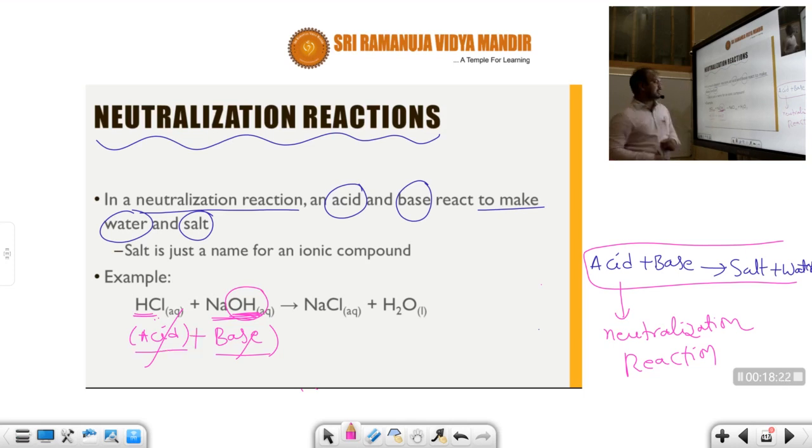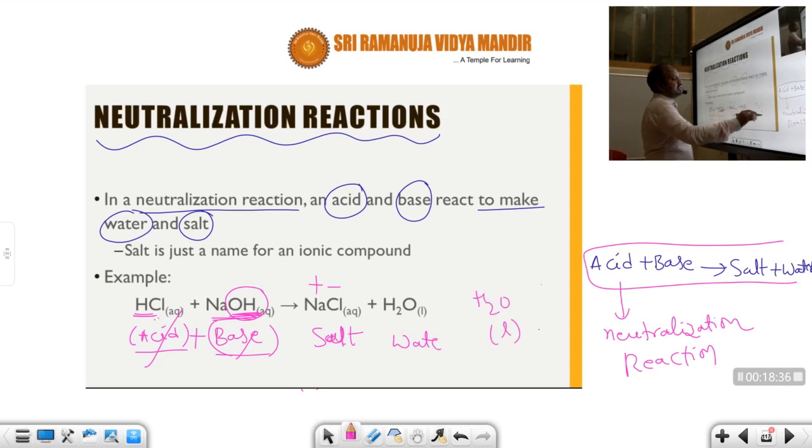So when acids react with bases to form salt, how can we recognize the salt? The compound which contains both cation and anion is called salt. It also forms water. Water means H2O present in liquid state. If H2O is present in solid state, that is ice. H2O present in vapor or gaseous state is called water vapor or steam. Only when H2O is in liquid state do we call it water.